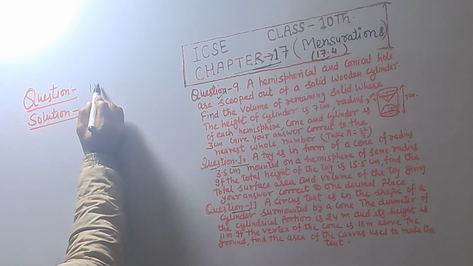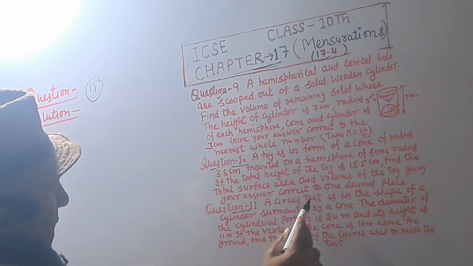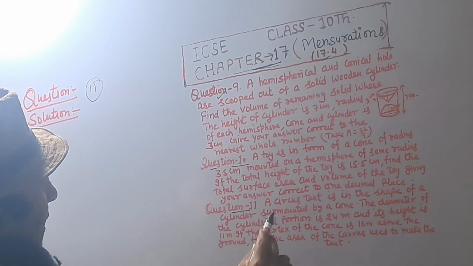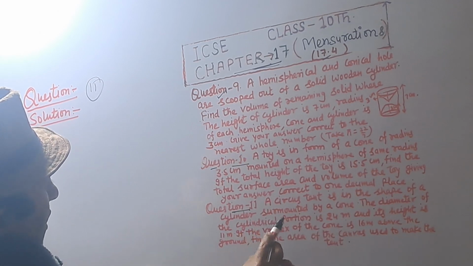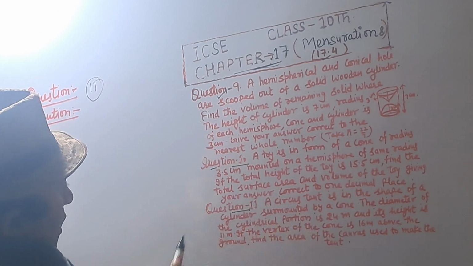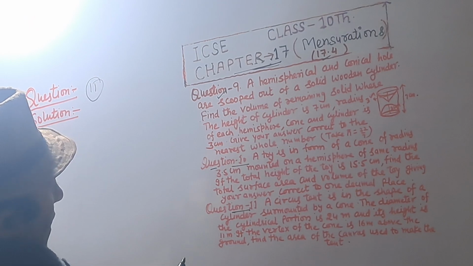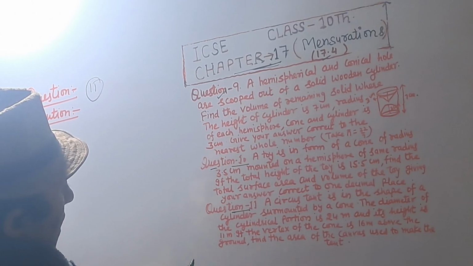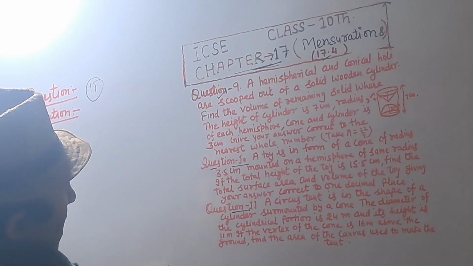Question number 11. A circus tent is in the shape of a cylinder surmounted by a cone. The diameter of the cylindrical portion is 24 meter and its height is 11 meter. If the vertex of the cone is 16 meter above the ground, find the area of the canvas used to make the tent.